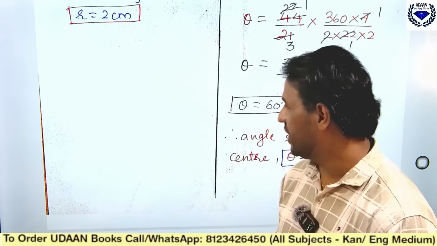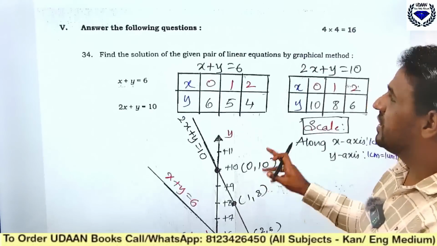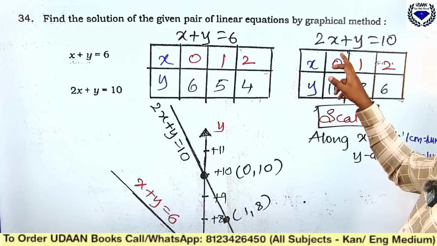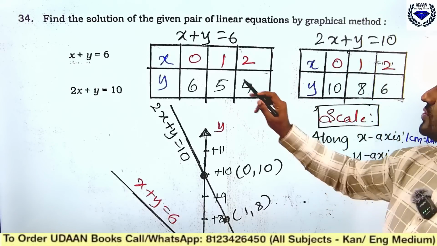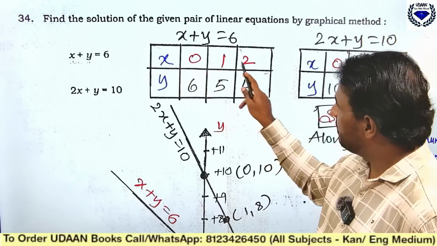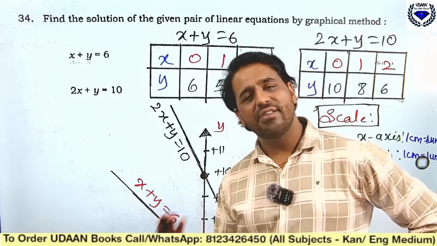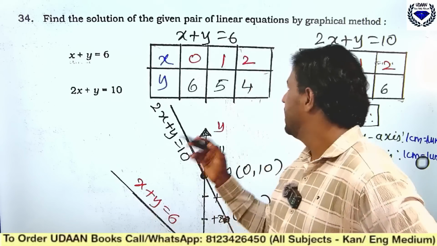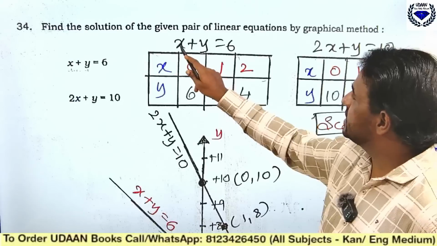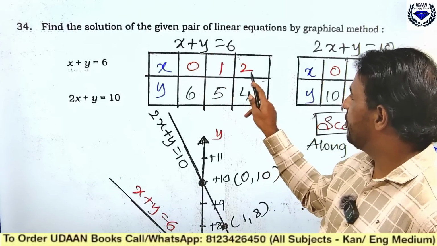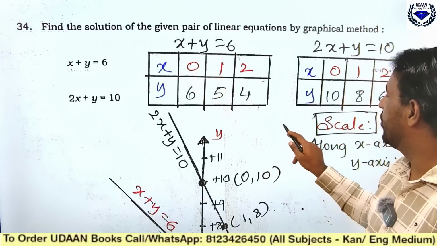Okay, now coming to the next question, the graph question, very much important. So x plus y equal to 6 and 2x plus y equal to 10. For x plus y equal to 6, you can take any values, negative values, 0, 5, 6, any value. I have taken the simple numbers 0, 1, 2. When you substitute x is equal to 0, y is equal to 6, x is equal to 1, y is 5, x is equal to 2, y is 4.